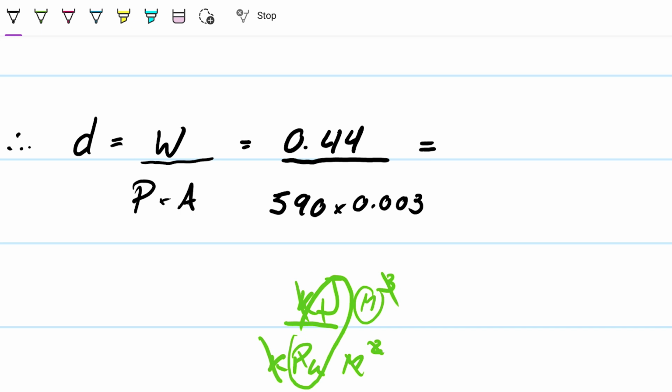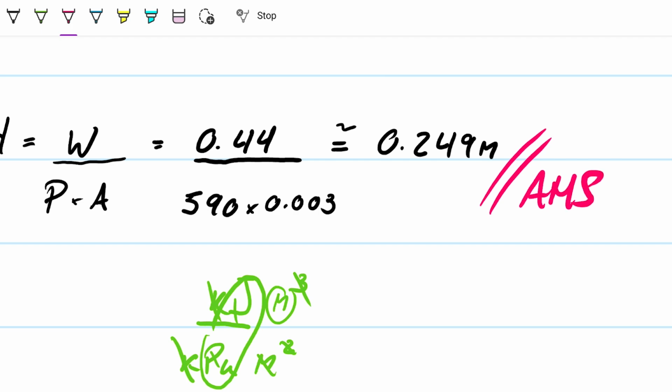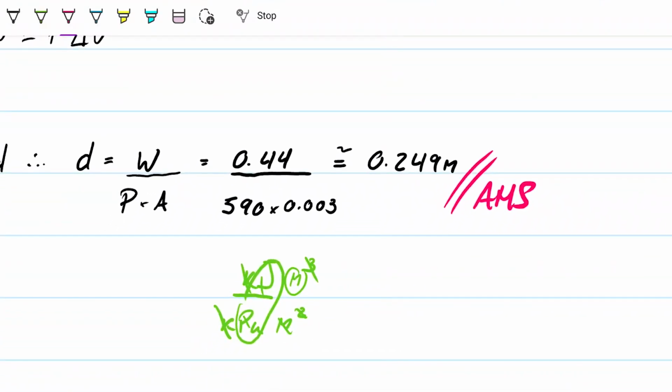And with that, we find that the distance moved was 0.248587, it keeps going. So we can go ahead and approximate this to 0.249 meters. All right, so that's the distance that the piston traveled upwards as this gas is grabbing this energy from the battery and applying it to do useful work.